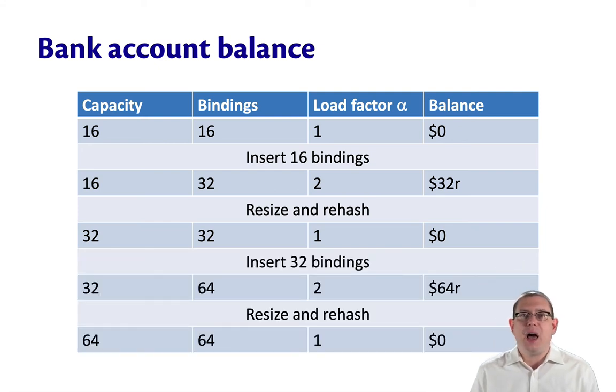Well, what happens the next time all of this repeats? Suppose we insert another 32 bindings, so we've got 64 now. The load factor has just hit 2 again. Now we need to do another resize and rehash, so we've got to pay 64r dollars for that resize and rehash, but that's exactly how much we have saved up again, because we saved 2r dollars per insertion, and so 2 times 32 times r is 64r. Would you look at that? We have come up with a way to pay for the resize operation in advance by storing away some credits to be spent later on when we need them.